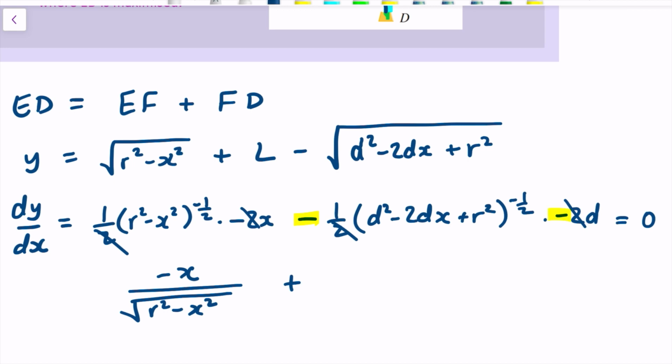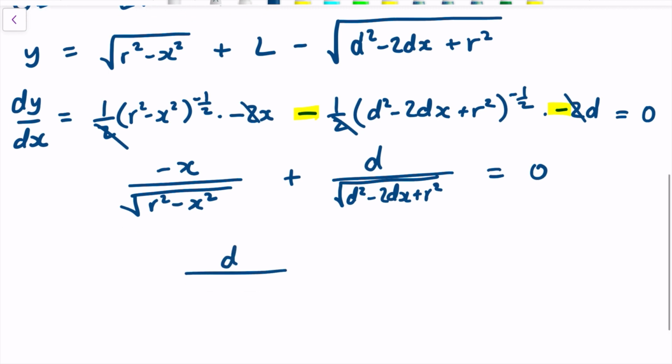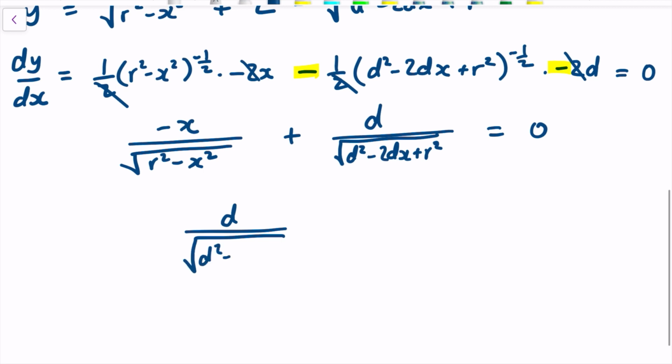2 minuses. So we've got d on the top there, square root d squared minus 2dx plus r squared. That equals 0. 2 terms, so we can move one to the other side, then cross multiply. So let's go with the first term. We'll move it onto the other side. D over the square root, should have just copied and pasted that, never mind, equals x over square root r squared minus x squared. Cross multiply and then square both sides.